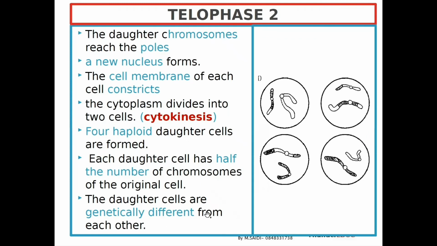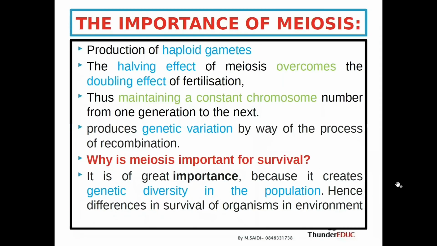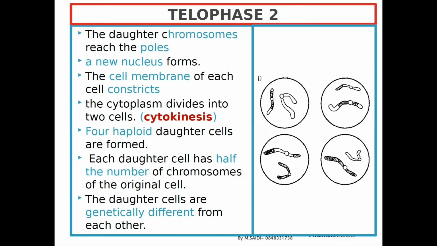The daughter cells are genetically different from each other. When you look here, this chromosome is dark there, and then it's bright there. Also, where one chromosome is bright, this one is the vice versa. It's bright, dark, and bright and dark and bright. So they are different from each other. So the daughter cells are genetically different from each other. Then that's the end of telophase 2. With telophase 2 ending, the whole of meiosis has taken place.